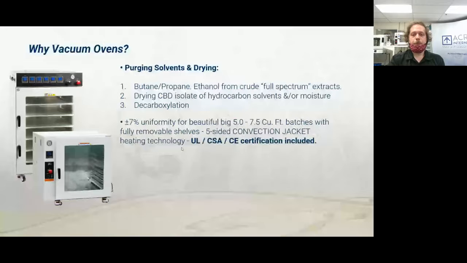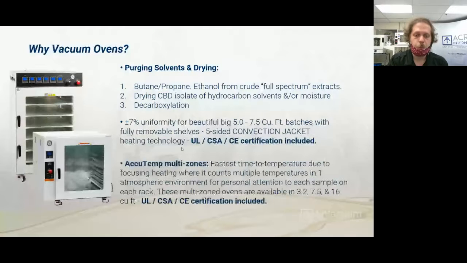So on our very big, beautiful X series big batch vacuum ovens that have fully removable shelves, we have plus or minus 7% uniformity, and we get even better uniformity on our smaller vacuum ovens. All of these ovens come with UL, CSA, and CE certification included for compliance worldwide. And we also have more economical Eco Series CE certified ovens available as well.